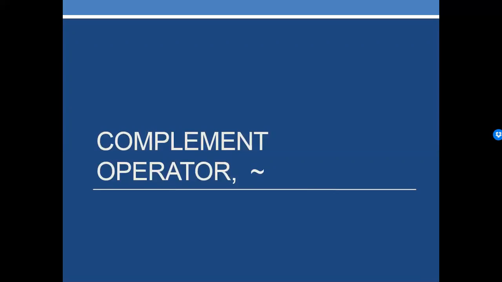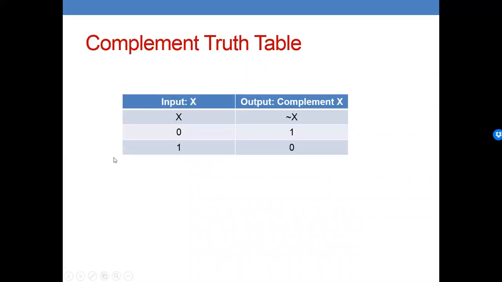We have one final bitwise operator, the complement operator. The complement simply gives you the inverse. So there's always a single input, X. X can take on two values, 0 or 1. The complement of 0 is 1. The complement of 1 is 0. And the tilde is our bitwise operator.